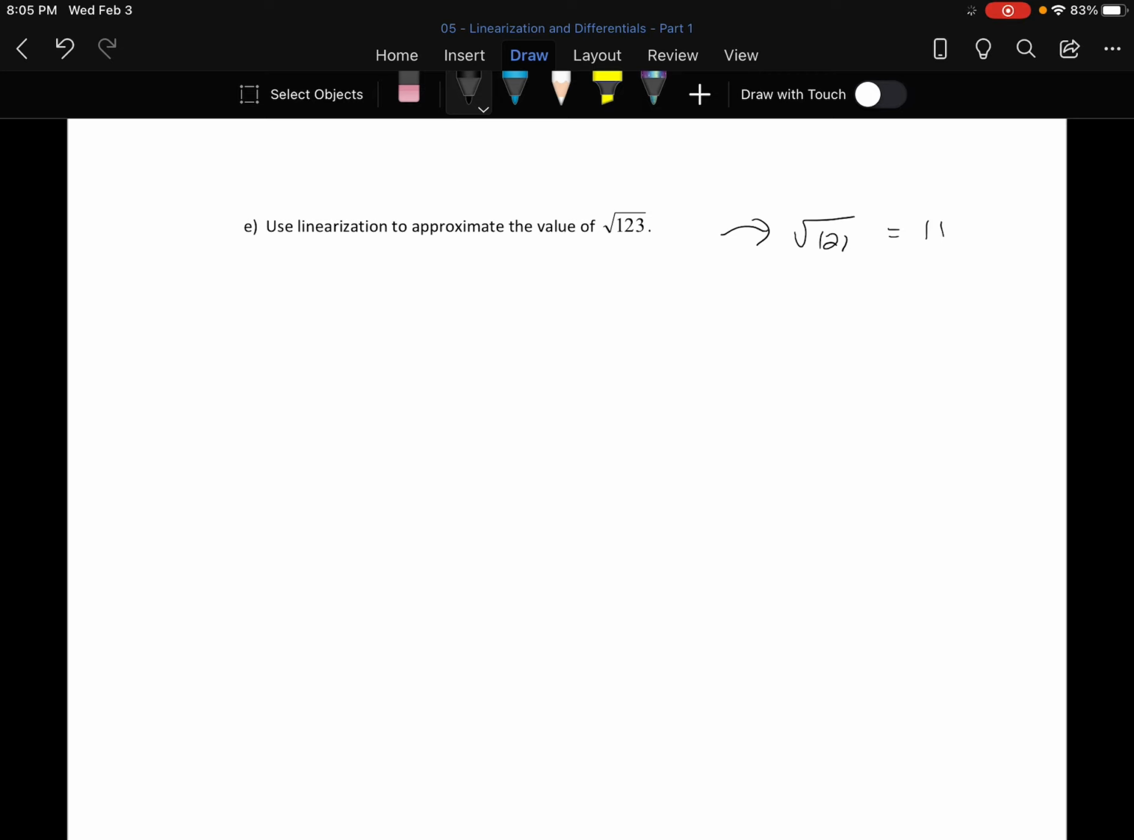And maybe I've got to trial and error that a little bit and go, well, 10's pretty good. 12's 144, that's not great. Oh, 11, 11's really close. So what I'm going to do here is use f(x) equals the square root of x, but I'm going to use an a value of 121, and then I'm going to work a linearization around that 121 so that I can do this estimate.